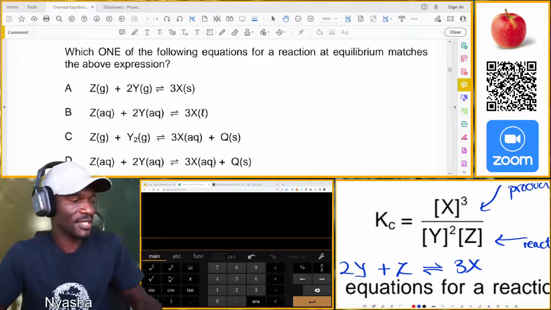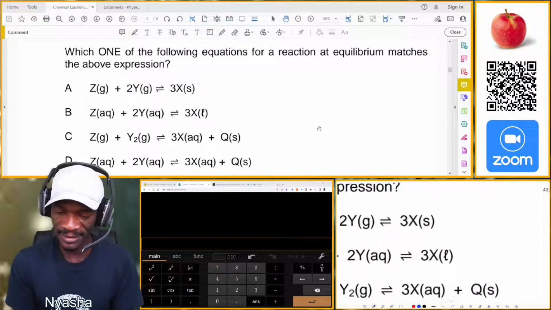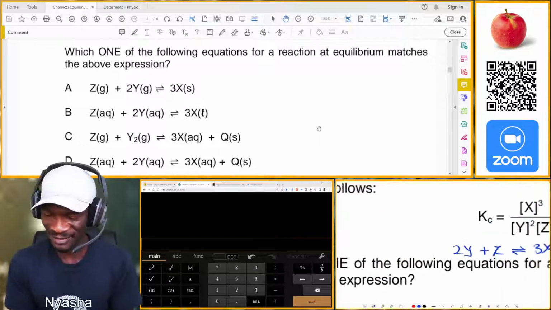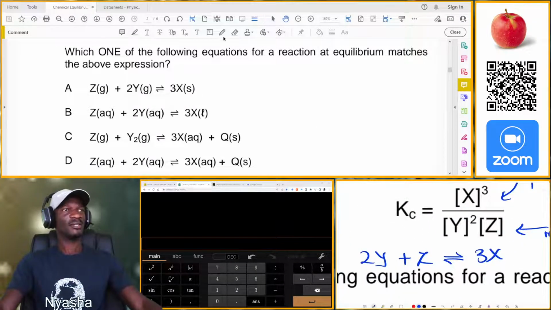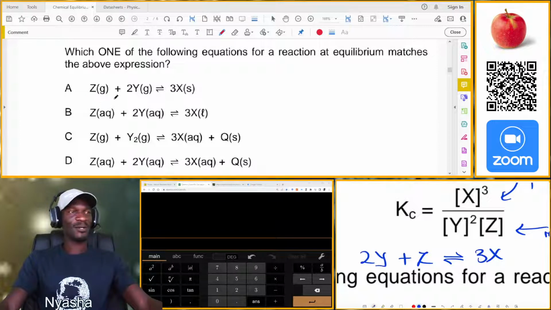So let's look at the first reaction. It has our Z. Maybe let me put this one up here so that we can use it to find the correct one. So we do have a Z, or a Z plus 2y, which is fine on the left-hand side with 3x on the right-hand side. So there's a possibility that this could be our answer.